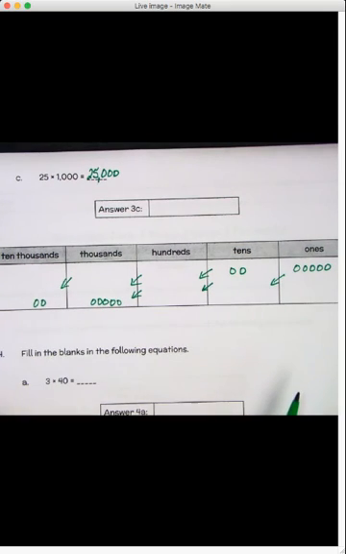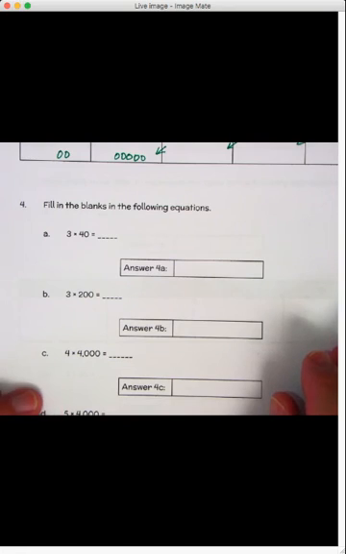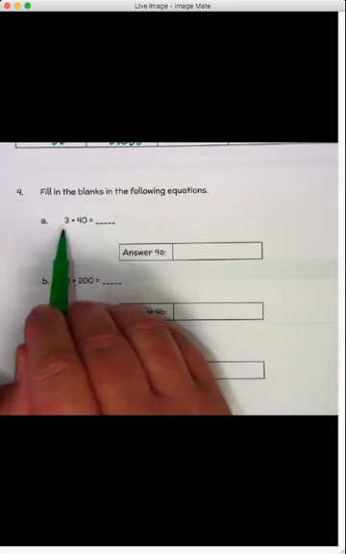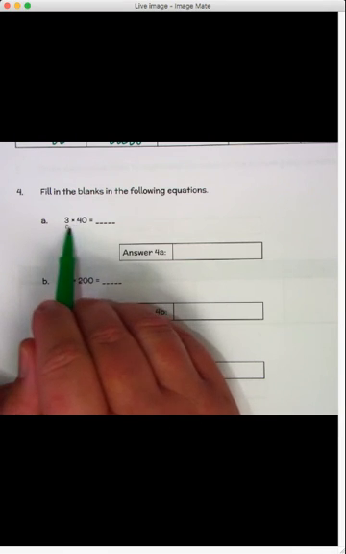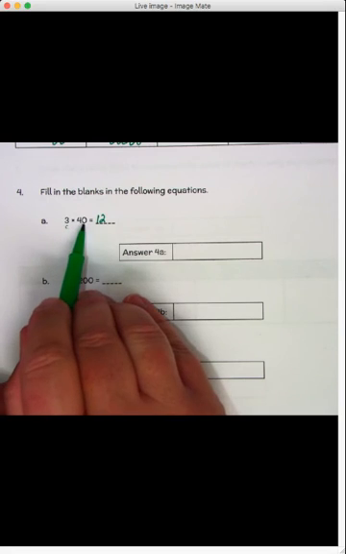Okay. All right. Now all we have to do is multiply again. Got to know your multiplication facts, or you can't do it. So 3 times 4 is what? 3 times 4 is 12. How many zeros are we going to add? 1. 120.